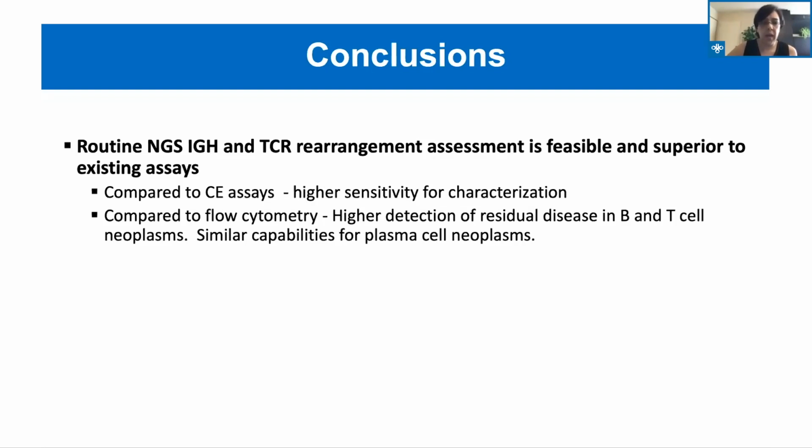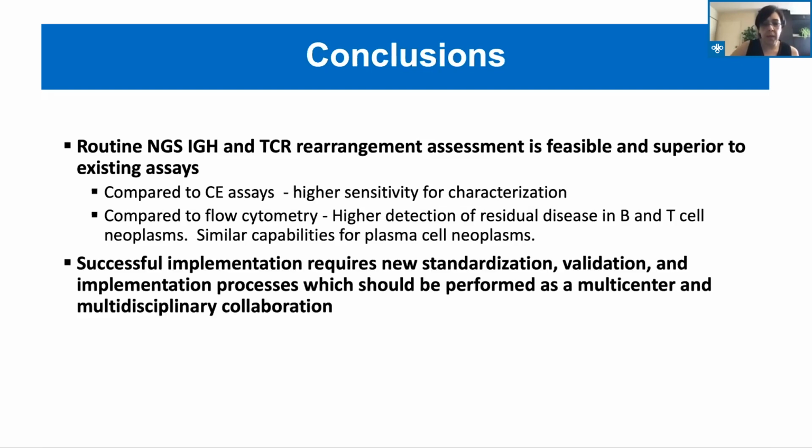for monitoring. But when you do use it for monitoring, compared to flow cytometry, they do have a much higher detection for residual disease in both B and T cell neoplasms. This is not, in our experience, necessarily the same for the plasma cell neoplasms, but it has a lot to do, again, with the high sensitivity protocol that we have for plasma cell neoplasm flow. To successfully implement this, it really does require new standardization, validation and implementation processes, which really should be performed as a multi-center and multidisciplinary collaboration, which are already undergoing and are not yet published, but they're definitely underway.